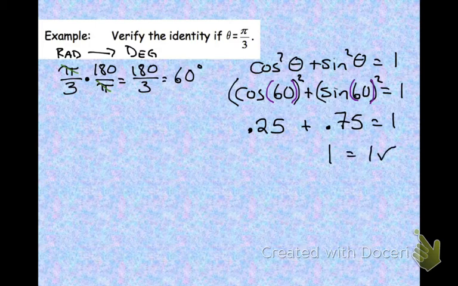Now what I am saying is that no matter what number you picked here and plugged in, it will give you 1 equals 1 at the bottom. Because it's an identity. It's true no matter what variable you plug in.